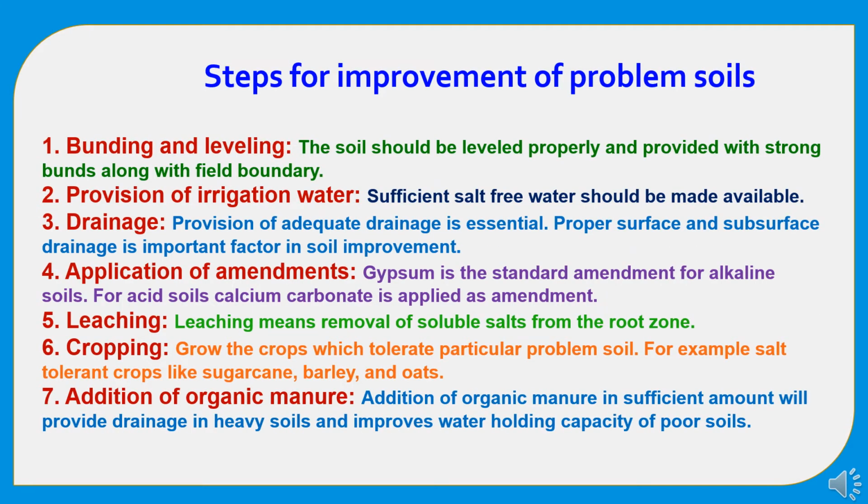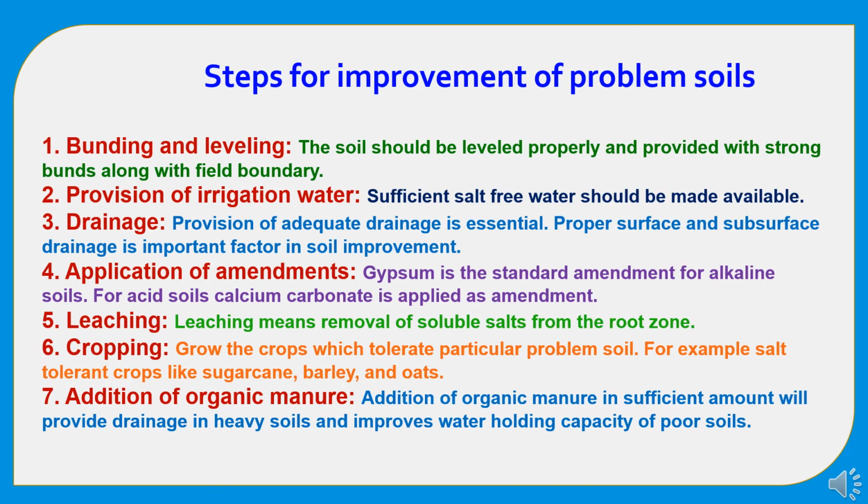Steps for improvement of problem soils. First one is bunding and leveling. The soil should be leveled properly and provided with strong bunds along the field boundary. It will help to stop erosion losses and the movement of nutrients from the field to outside through water movement, flooding or runoff losses.